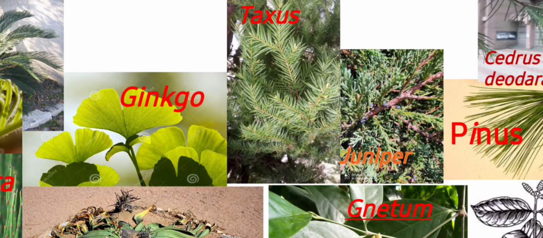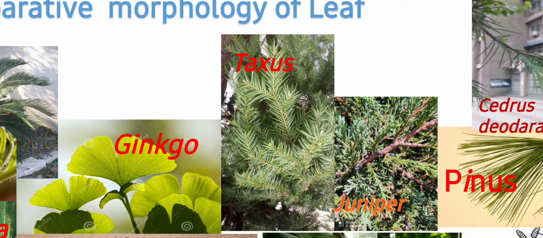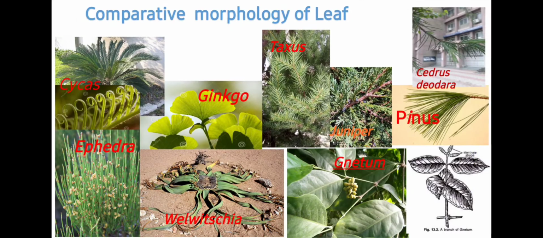In taxus, you will see that a dorsiventral leaf is there with the flattened leaf base. In case of juniper, again leaves are highly reduced, while in pinus you will find needle-like leaf. In case of ephedra, foliose leaves are highly reduced and they are replaced by the scale leaves, and the function of photosynthesis is performed by the stem that is green in color.